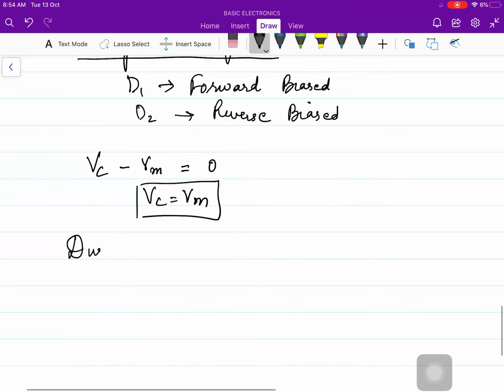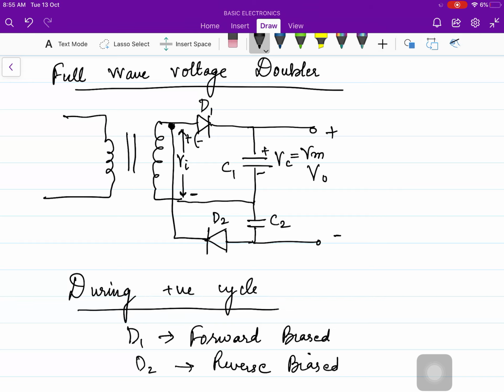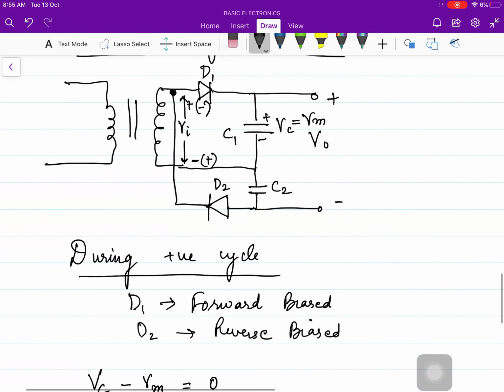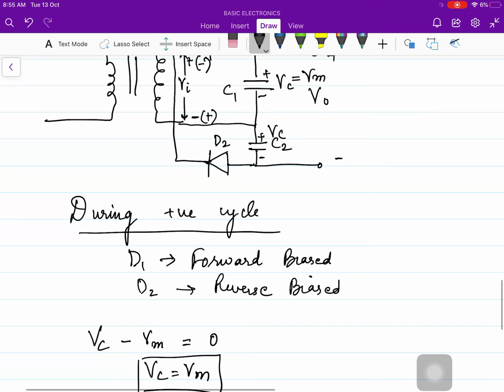Alright. Now let's analyze it during the negative half cycle. Come to the circuit again. Place a minus and a plus. Now you can easily recognize the status of D1. D1 is reversed. For D2, N is getting the minus sign and P is getting the positive sign. So D2 is forward this time, and D1 is reversed. So only look at the below portion and calculate Vc again.